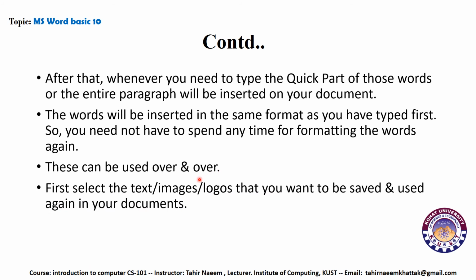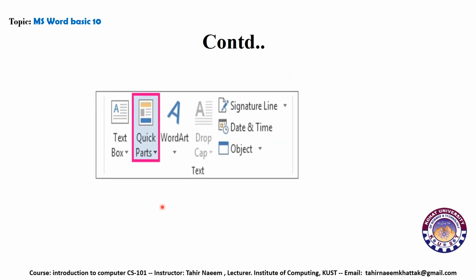First, select the text, images, or logos that you want to save and use again in your document. So basically, whichever text, image, picture, or logo of the company we want as a Quick Part, like this is the logo of Cork University, or an image of Cork University, or any text, we want to save it and use it again in our document. So here, as you can see, we will click on Quick Parts.